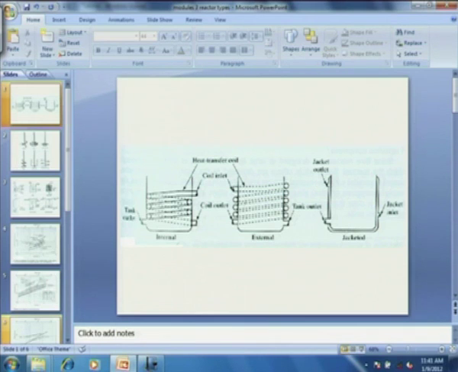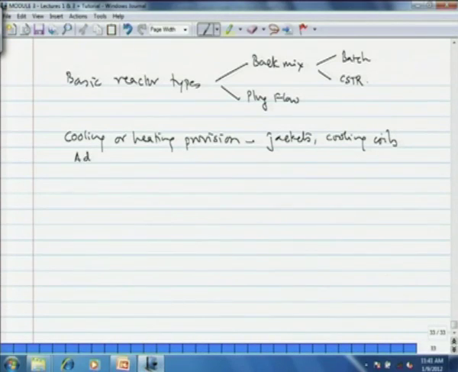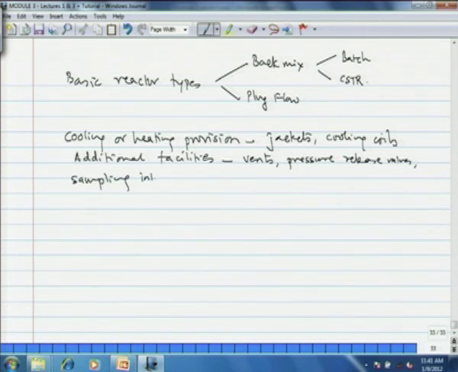In addition to these, we have to provide certain facilities for addition and removal of reactant. For example, we have to provide vents in case of pressure surge, then pressure release valves, then sampling inlets, seals, and auxiliaries for agitation. So depending on the reactor type, these additional facilities will come into picture.